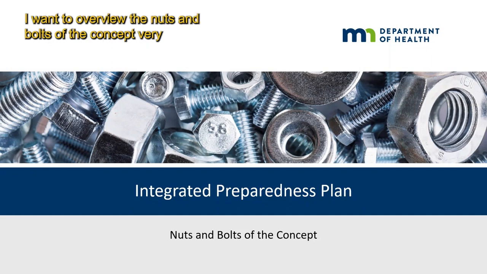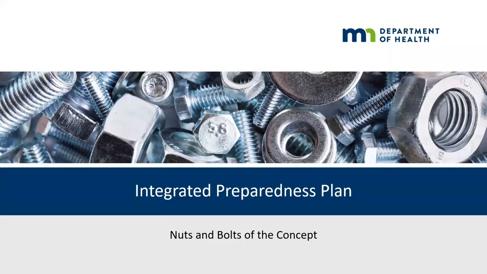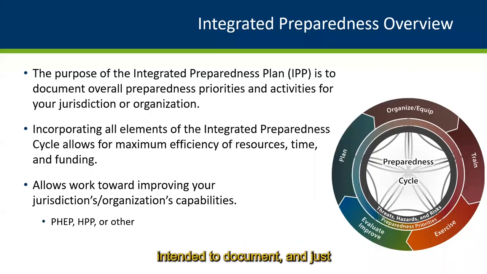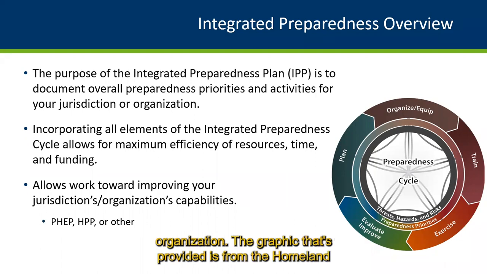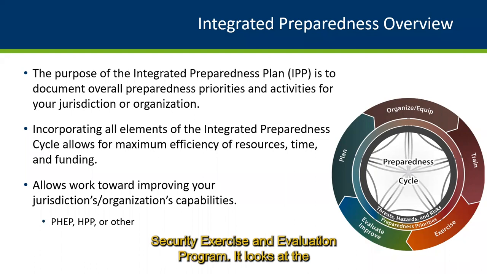I want to overview the nuts and bolts of the concept very quickly, and then we'll get into the how-to. If you're not familiar with this, an IPP is intended to document the overall preparedness priorities and activities for your jurisdiction or organization. The graphic that's provided is from the Homeland Security Exercise and Evaluation Program.